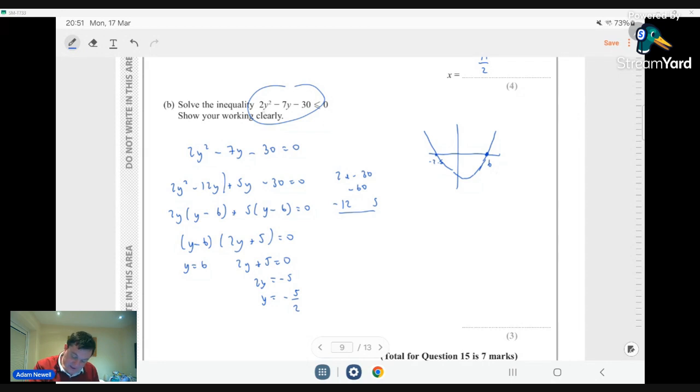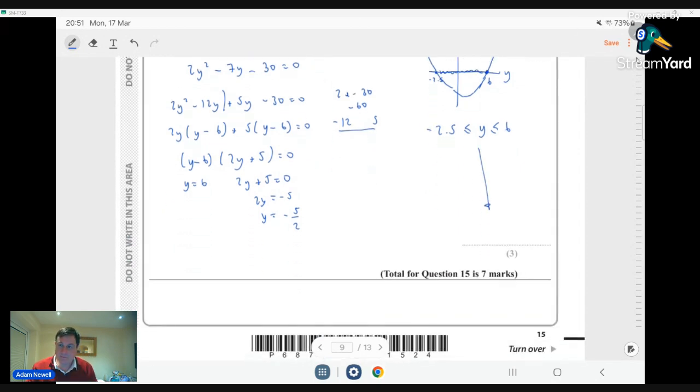Where is this question saying, where is this graph? I read this as, where is it below or equal to this axis in this case? And it's any of these y values. So it's y is between minus 2.5, sorry, 2.5, and it can equal, and 6, and that's my answer.